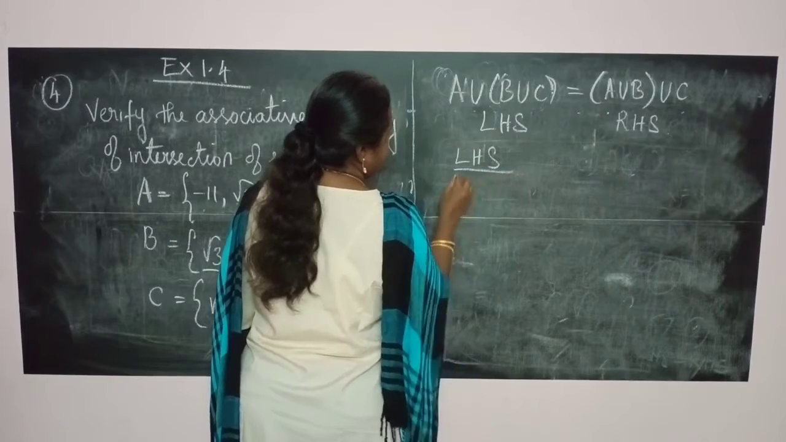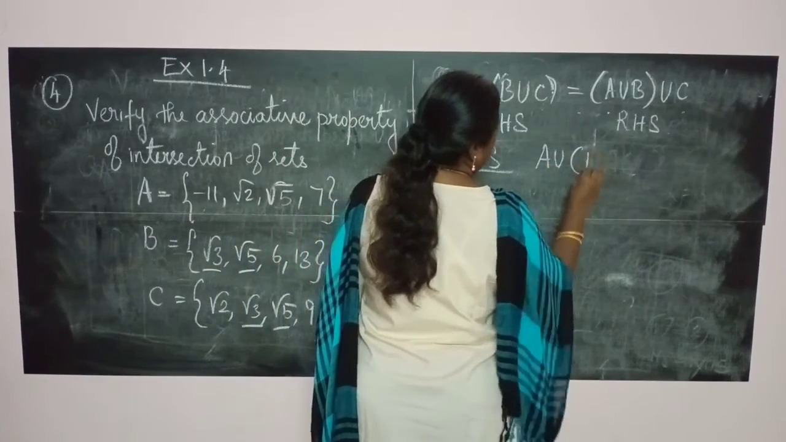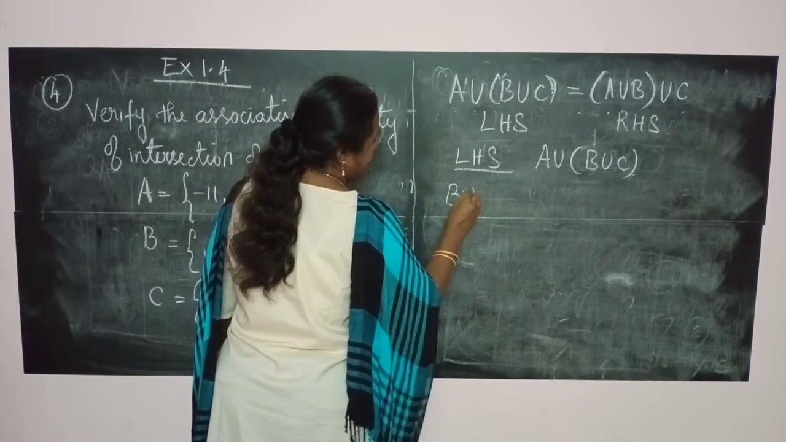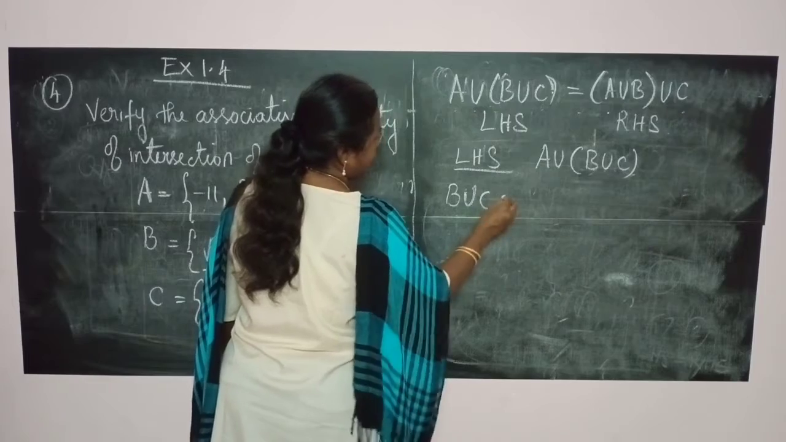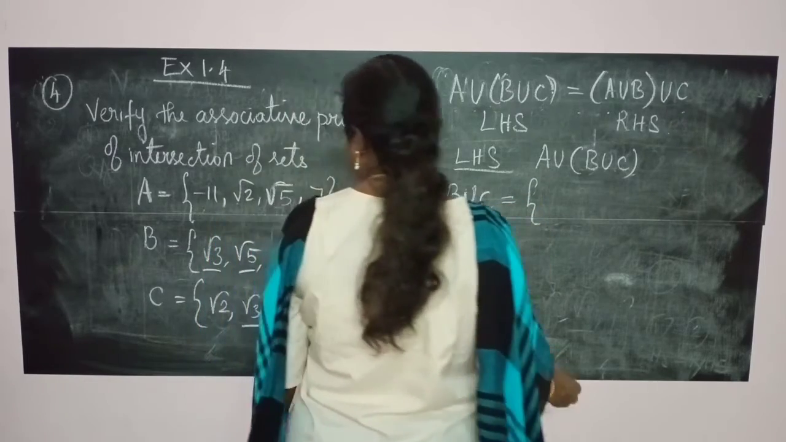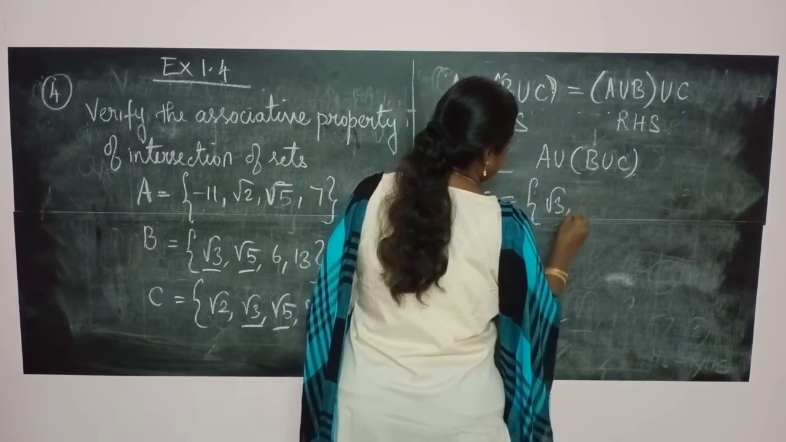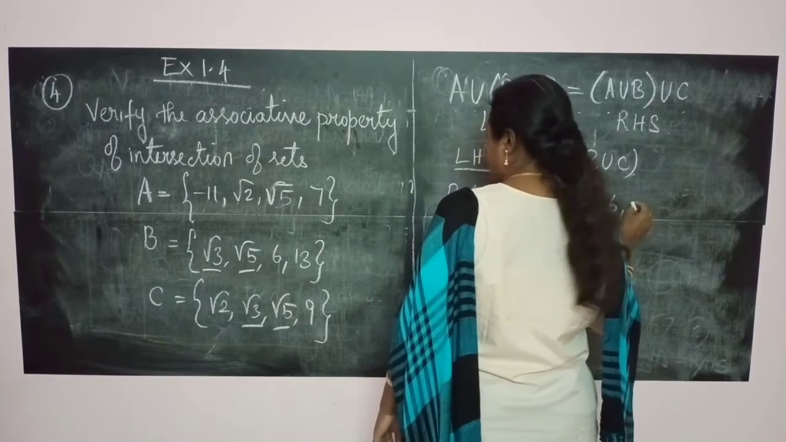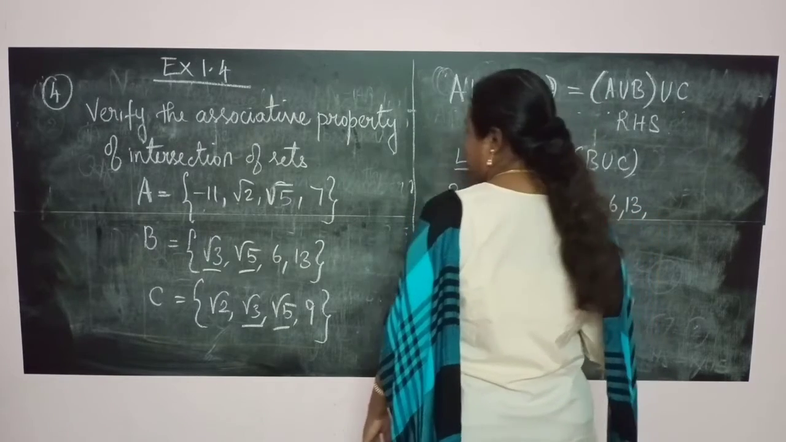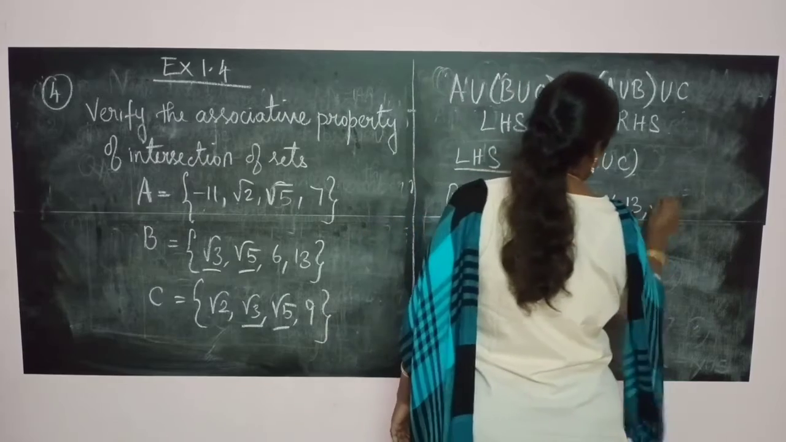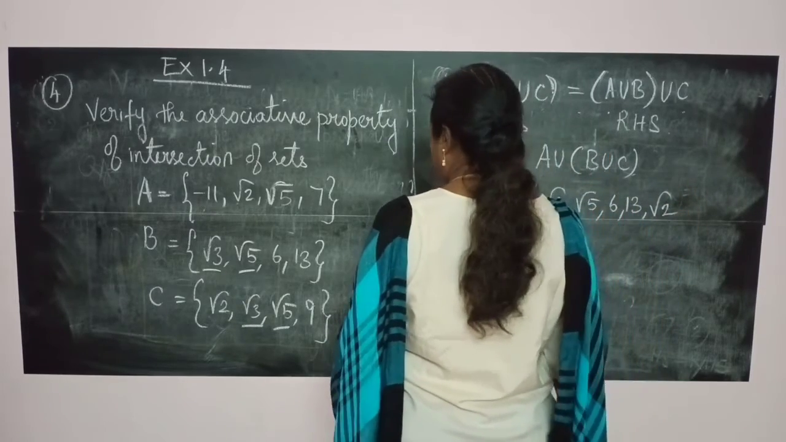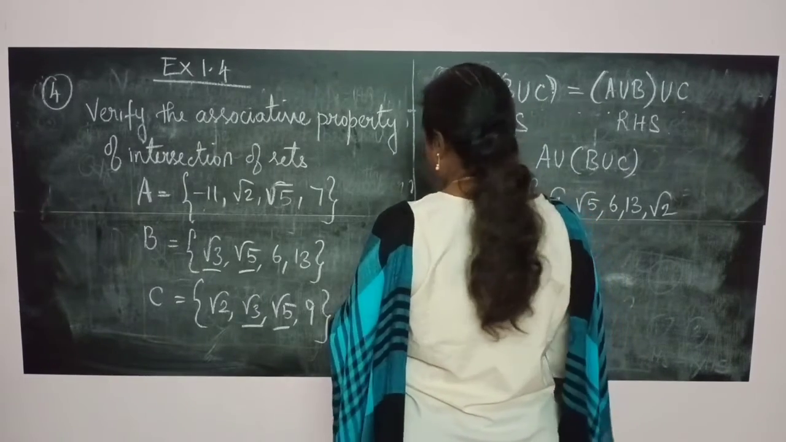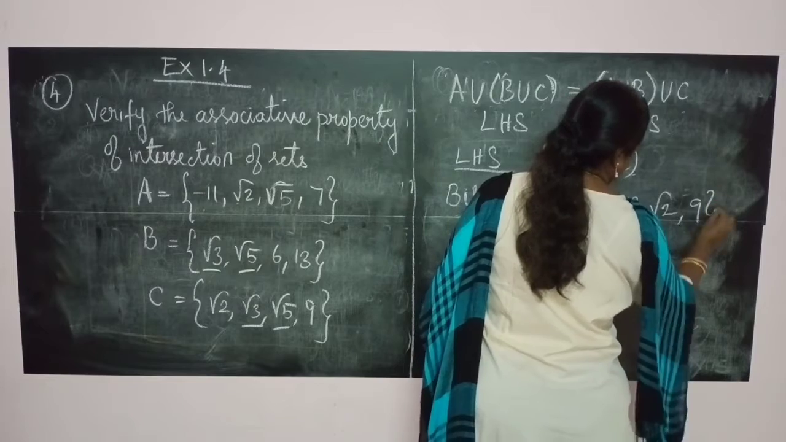Okay, LHS side it is A union within the bracket B union C. So the sets within the brackets, we are going to write first, combining B and C. So I am going to write all the elements in B first. 6, 13. Next I am coming to the set C. Root 2 is not there in B. Then root 3 is there, we have already written root 3. Root 5 also we have already written. 9 is not there, 9 I am going to write.